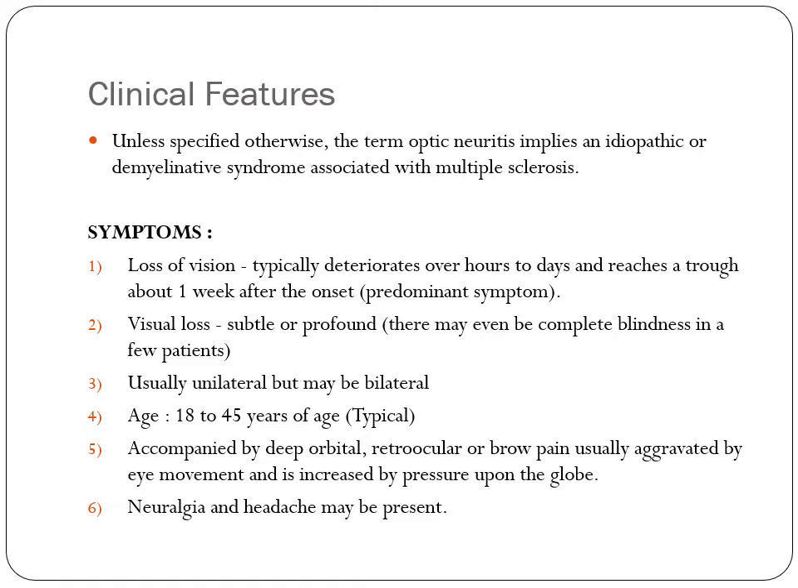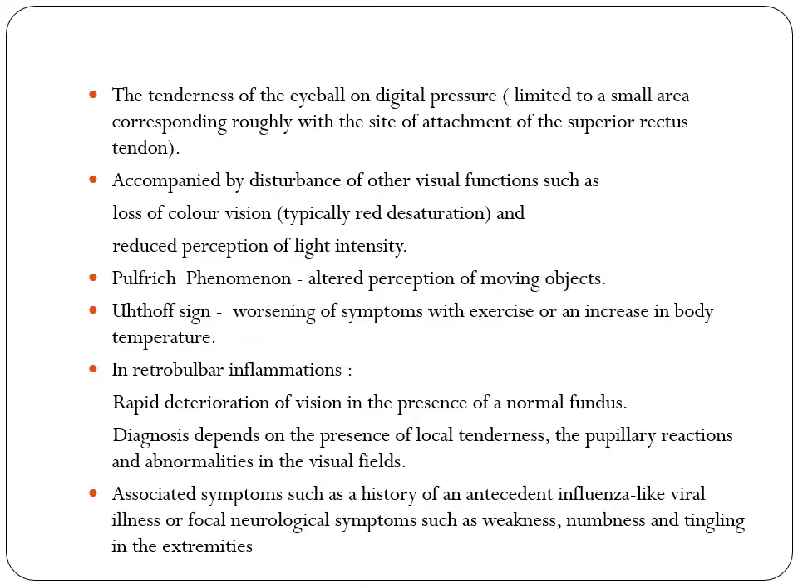It is accompanied by deep orbital, retroocular or brow pain, aggravated by eye movement and increased by pressure upon the brow. We have seen the reason why there is pain. Neuralgia and headache may be present. There is tenderness of the eyeball on digital pressure; if you press the eyeball, there will be pain. It is accompanied by disturbance of other visual functions such as color vision loss and red desaturation. Remember, this is very typical of optic neuritis.